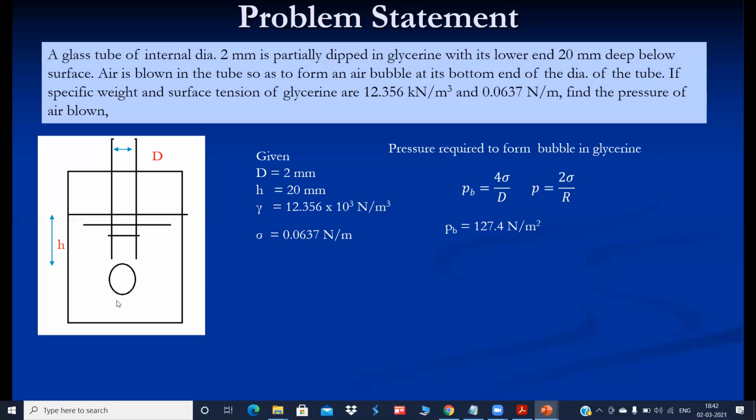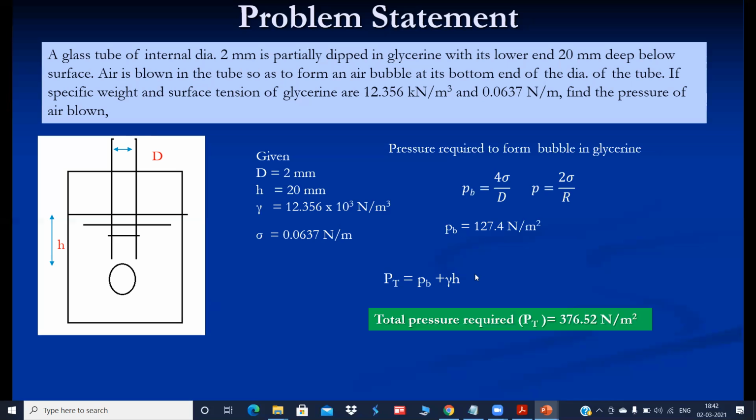But here it is formed inside the liquid body. So first of all, some pressure is required to overcome the pressure of the surrounding. That pressure we can calculate, that is gamma into H. So the total pressure is PB plus gamma into H, and it comes to 376.52 Newton per meter square. So this is the final answer. This way you need to understand the statement properly, and the interpretation of the statement is the key for solving problems in case of surface tension.